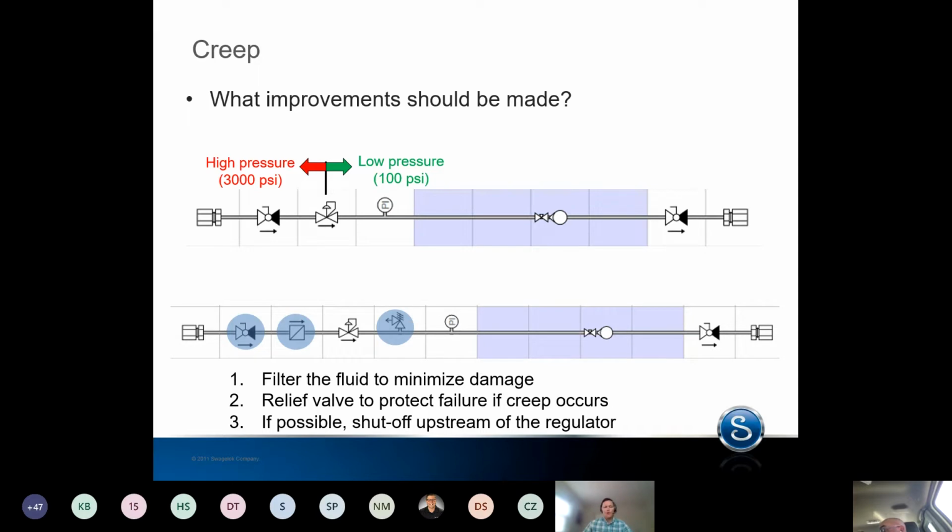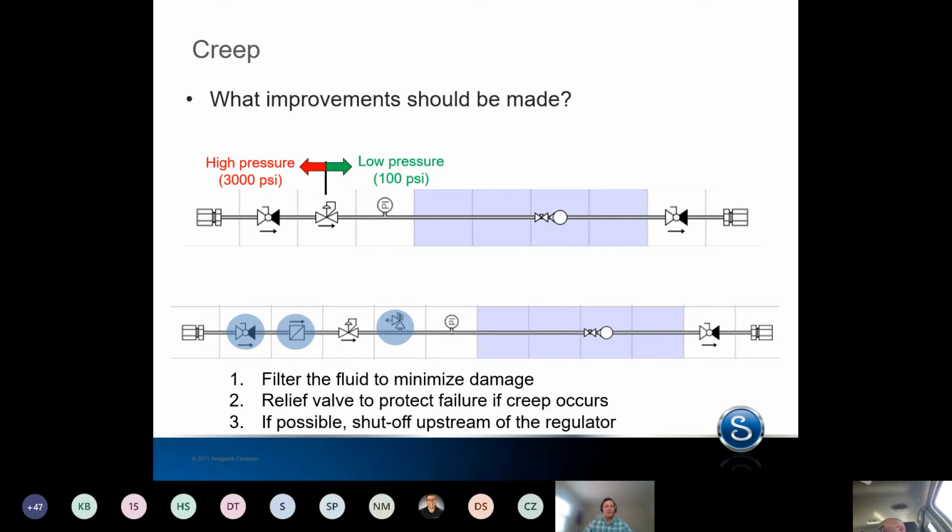And one of them is to include some filters. Always a good idea. Regulators really like clean system media because they can be sensitive to that debris.